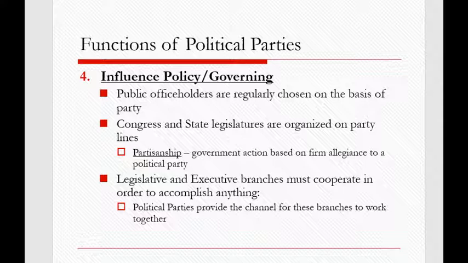So legislative and executive branches must cooperate in order to accomplish anything, right? That goes back to our discussion of the Constitution. So if we talk about our separation of powers, if we're talking about our checks and balances, our government is designed in a unique way that we must ensure cooperation. So in a perfect world, the political parties would provide a channel for these branches to actually work together in some way.